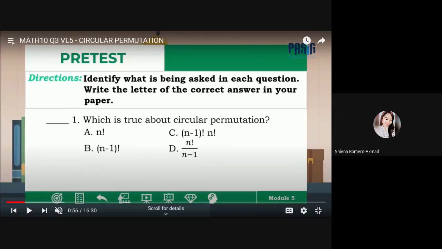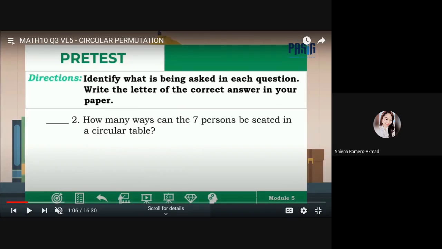Anyone from the group? Letter B, ma'am. Okay. So that's n minus 1 factorial. So siguro yung iba nag-review about the lesson. So let's proceed for number 2.